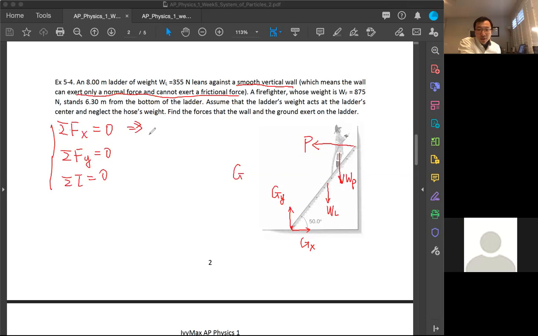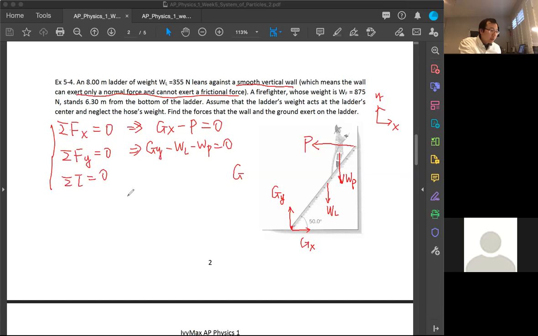In the x direction, we have two forces, Gx and P. So they should balance each other. So we have Gx minus P equal to 0. All right. In the y direction, we have three forces. I'm defining going up as positive. So in that way, Gy is positive, Gy minus WL minus WP equal to 0.